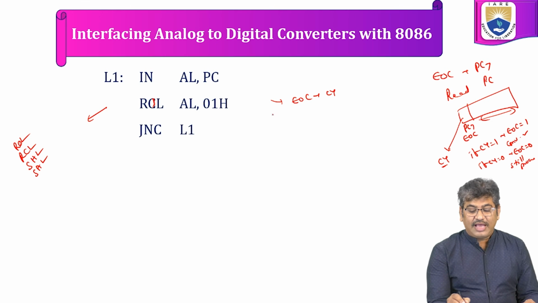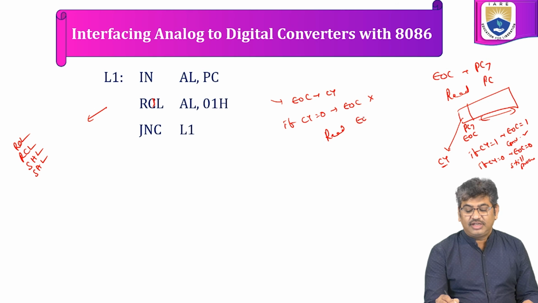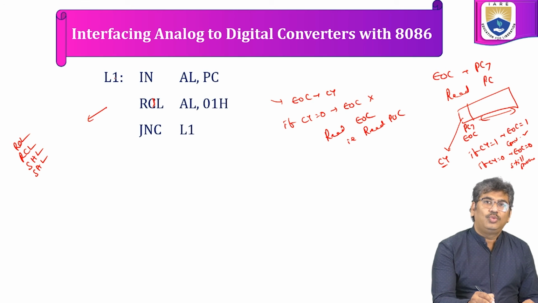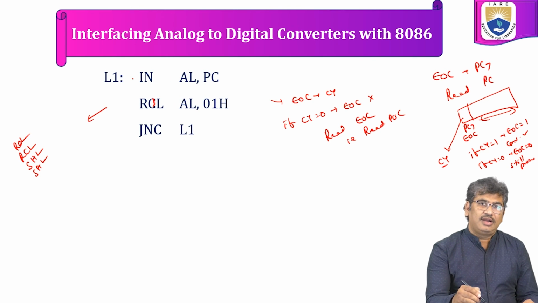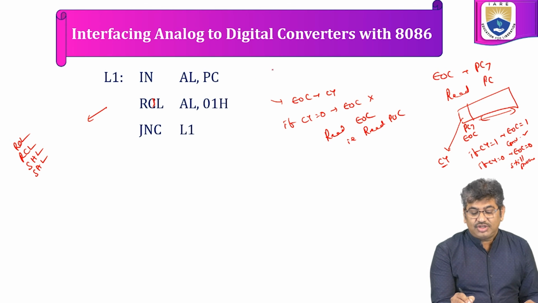That means if the carry flag is equivalent to 0, it indicates the EOC is not done, the end of conversion is not done. So again go for reading the EOC signal, that is nothing but reading port C again. So this will jump to loop 1. This will be iterated until the EOC signal is equivalent to 1. So the first instruction is for reading port C.